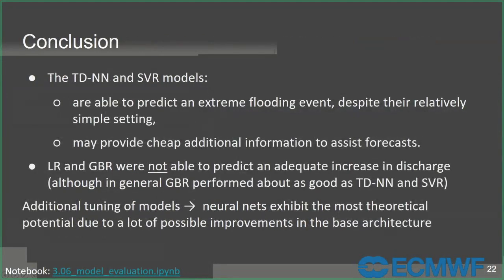So we jump to our conclusions. As already said, the neural net and the Support Vector Regressor were able to predict this extreme flooding event despite a relatively simple setting. We didn't modify the models, we simply used them as they are brought to you by scikit-learn. Of course, you cannot really modify them in a hefty way. What we concluded is that they may provide cheap additional information to assist in forecast.